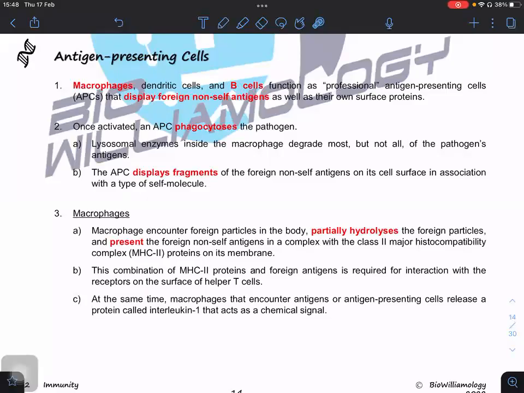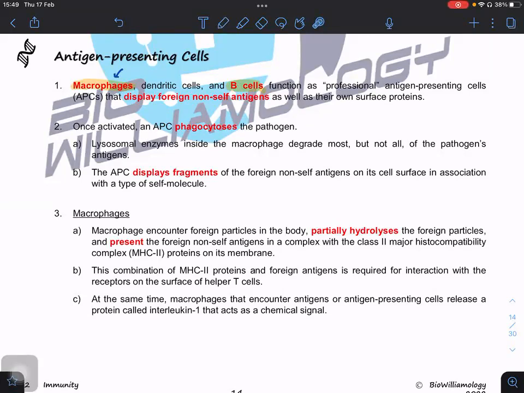So now, antigen presenting cells. Okay, we talk antigen presenting cells. From the words, they're going to present the antigen. Just now we learned about it. In the previous lessons, we talked about macrophage being one of them. In our syllabus, our focus will be macrophage and also B cell. But most of it involves the macrophage for us.